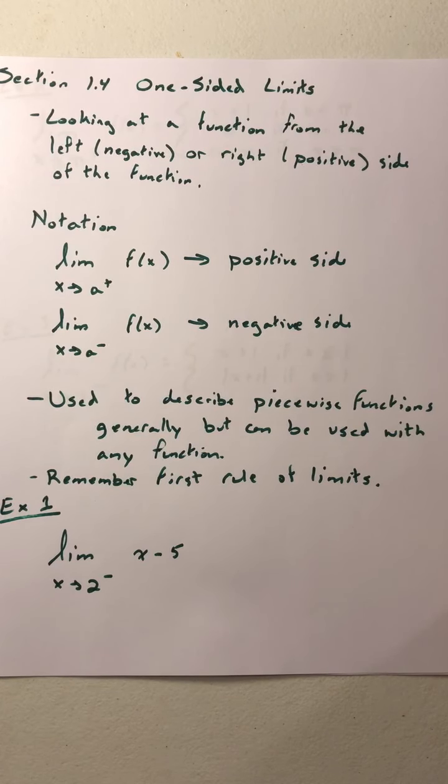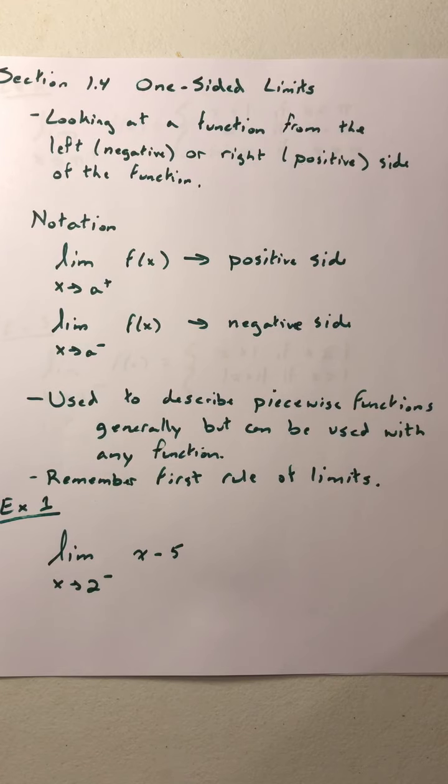Welcome back. Today we're going to look at section 1.4, which is going to be our one-sided limits. When we're talking about a one-sided limit, we're looking at a function or the branches of that function from one side or the other. And we call that the left side or the negative side, or we can talk about the right side or the positive side of a function.